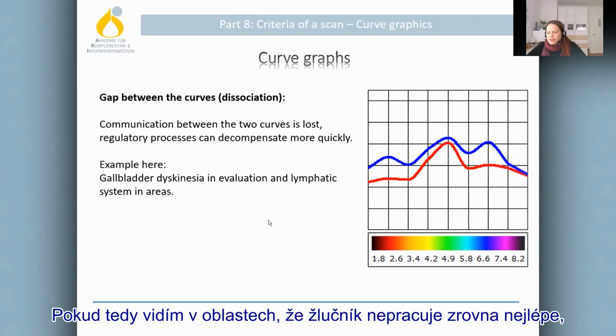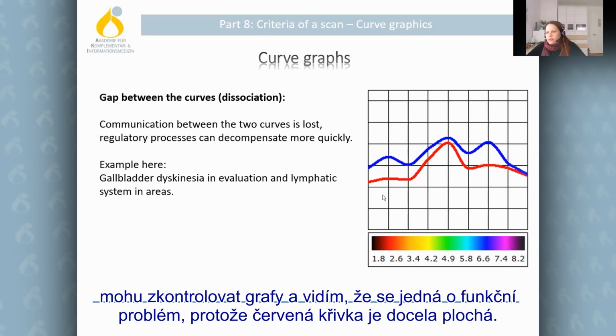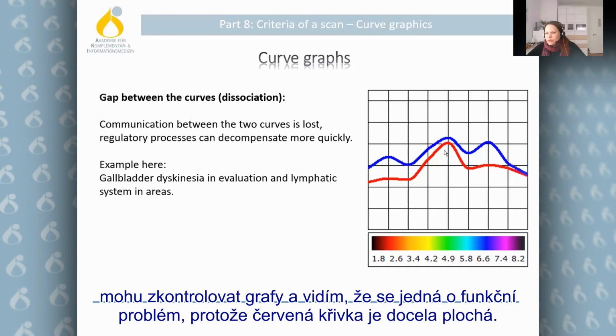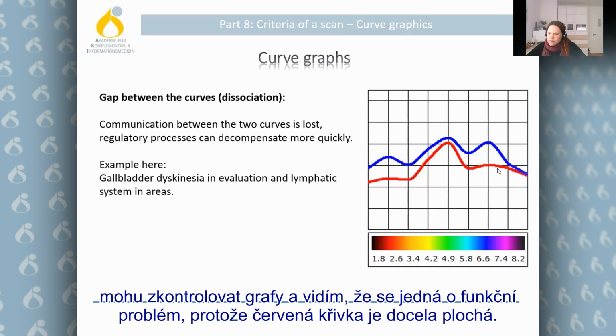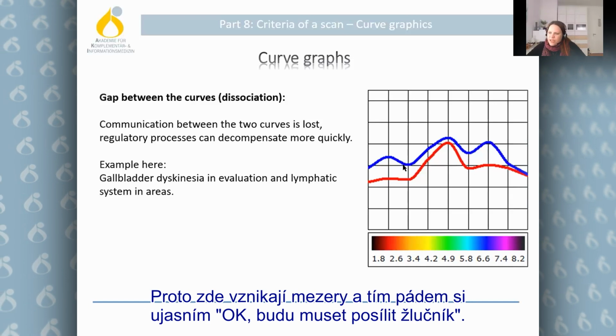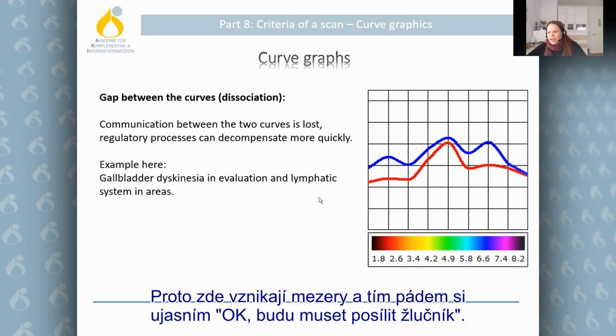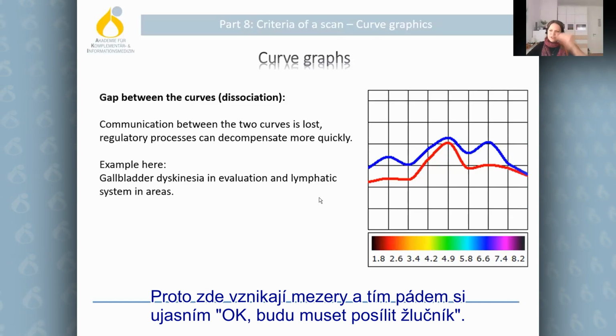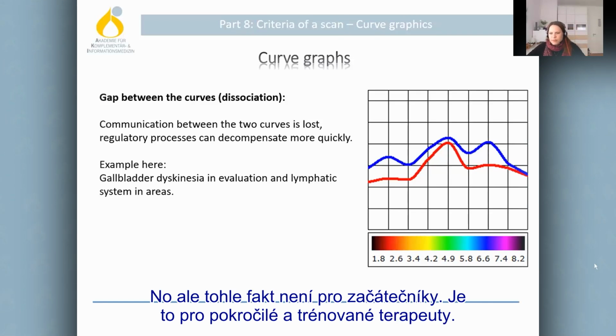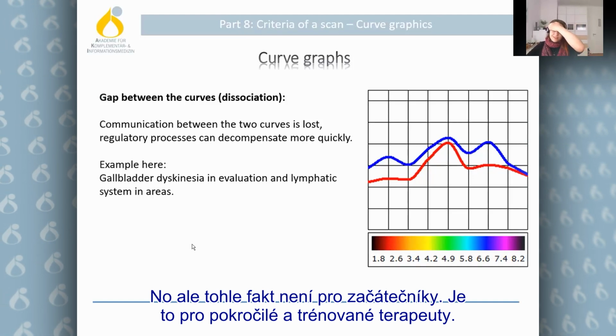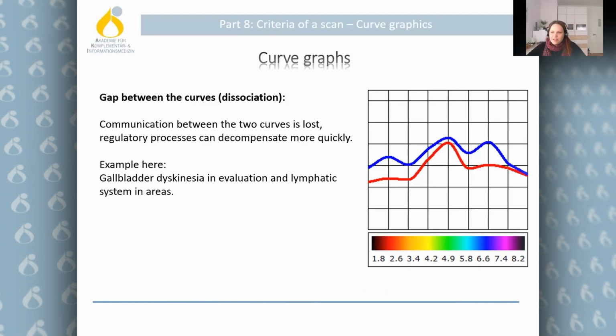But when I have listed in the areas that the gallbladder is not working really well, I can check the graph and see, okay, it's nearly the functional work. So the red graph is a little bit flat, and this is why we have gaps like this. And then I know, okay, I need to strengthen the function of the gallbladder, for example. But this really is not for beginners, this is for the next steps when you train the therapists in treating with the system.